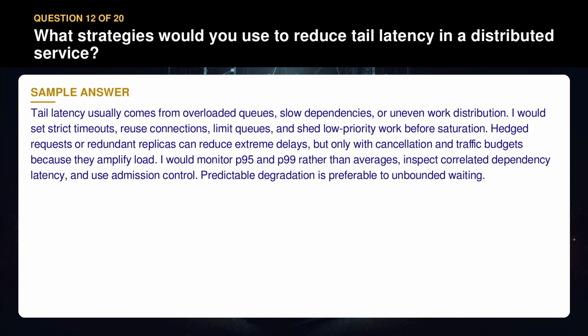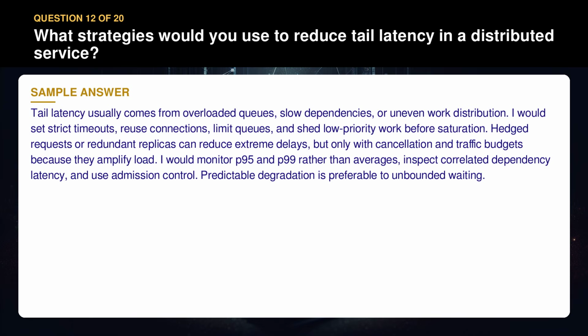Tail latency usually comes from overloaded queues, slow dependencies, or uneven work distribution. I would set strict timeouts, reuse connections, limit queues, and shed low-priority work before saturation. Hedged requests or redundant replicas can reduce extreme delays, but only with cancellation and traffic budgets because they amplify load.